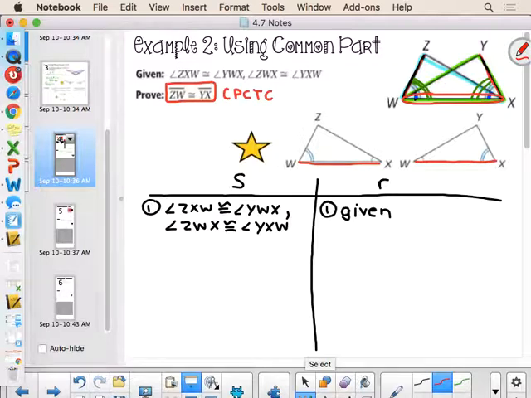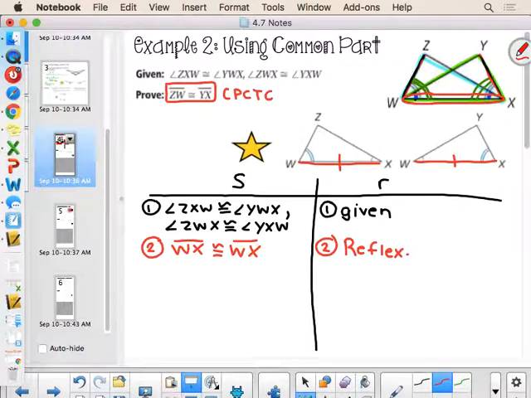Yep, WX. What about WX? Very good. We need to bring up that both of those triangles contain the side WX. And we know that WX is going to be congruent to itself. So I'm going to bring up that fact right there. What is our favorite reason? Reflexive property. Okay, so we've got 3 congruencies stated. So we're clearly ready now to state that the triangles are congruent.